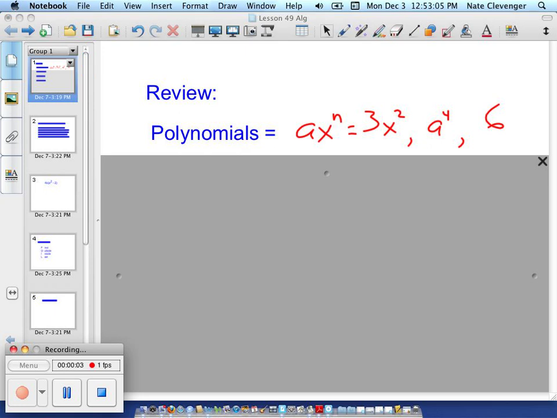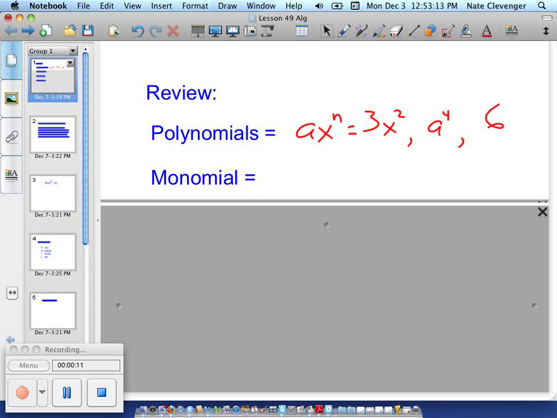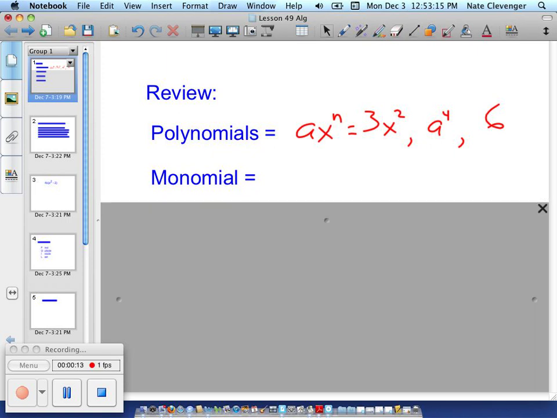So any form there is a polynomial. So we can have expressions of polynomials, which we did the other day. Monomial. Mono means what? One. So a monomial is a situation where we have one term, or one polynomial. One poly.